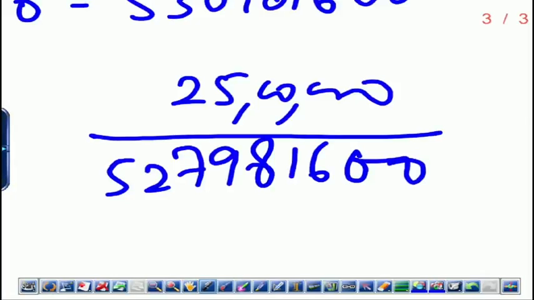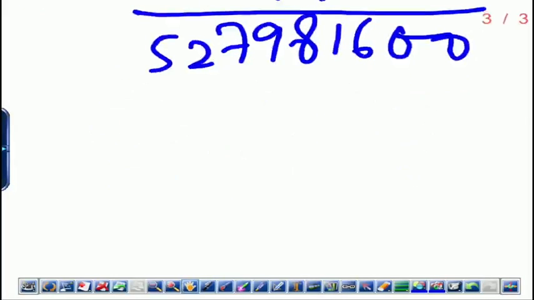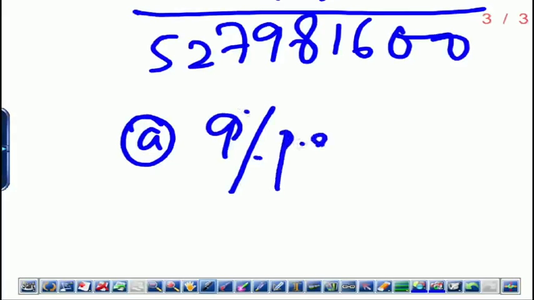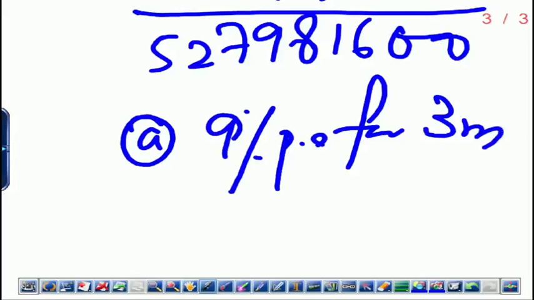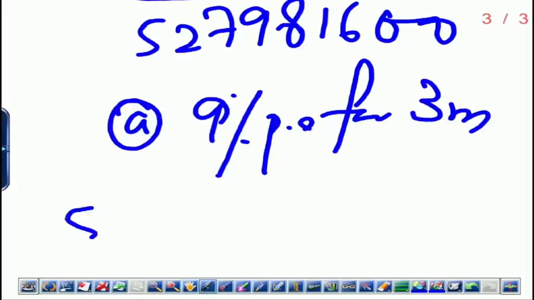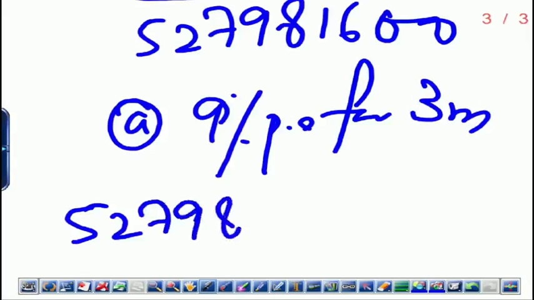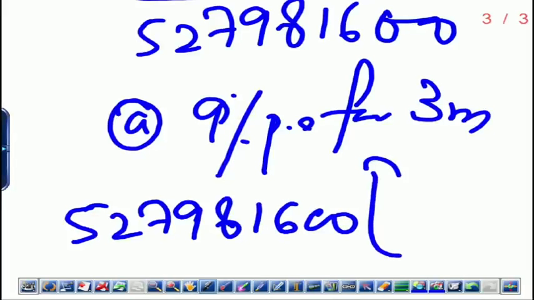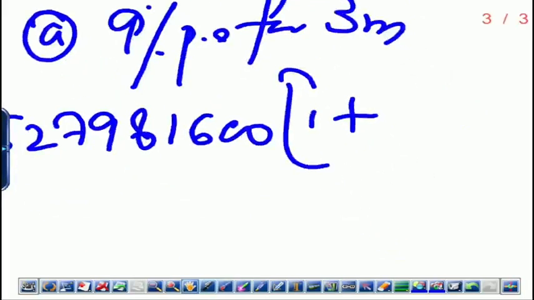52,79,816,00. This is the amount we have to borrow. This is borrowed at 9% per annum for 3 months. So therefore, rupee outflow after 3 months will be 52,79,816,00 bracket 1 plus 0.09 by 4.